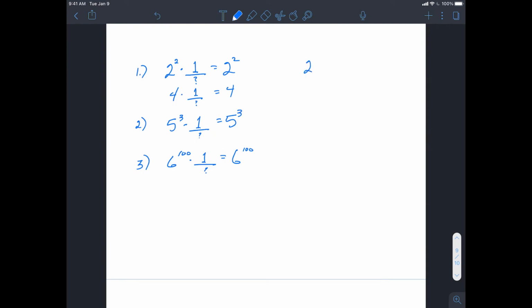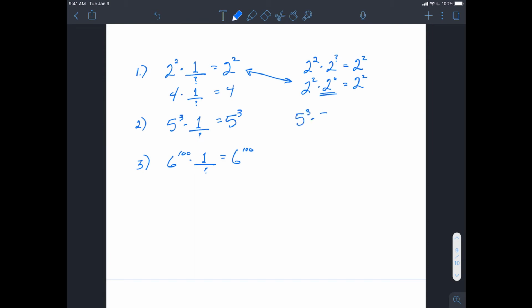Now, let's write these as exponential equations and see if we can see what makes sense. So 2 squared times 2 to the what should equal 2 squared. Well, we found earlier that adding the exponents is one way of simplifying. So this should be 2 squared times 2 to the 0 equals 2 squared. And if we look at these two equations, we see that it makes sense for 2 to the 0 to equal 1.